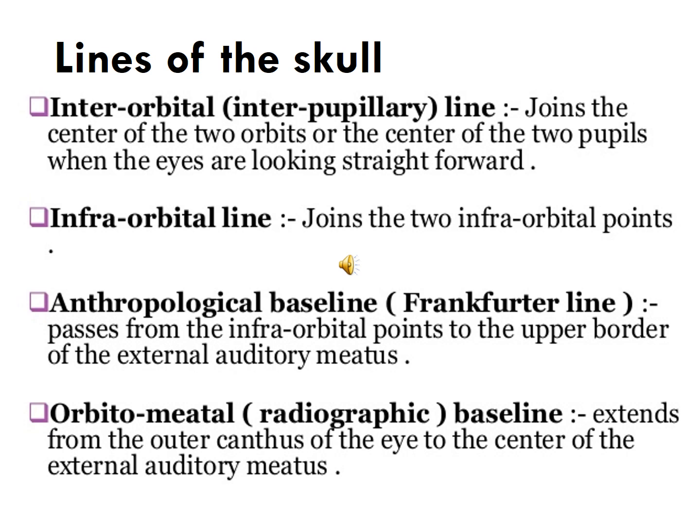Anthropological baseline passes from infraorbital points to upper border of external auditory meatus. Orbitomeatal or radiographic baseline extends from the outer canthus of eye to center of the external auditory meatus. Anthropological baseline is also known as Frankfurt line.